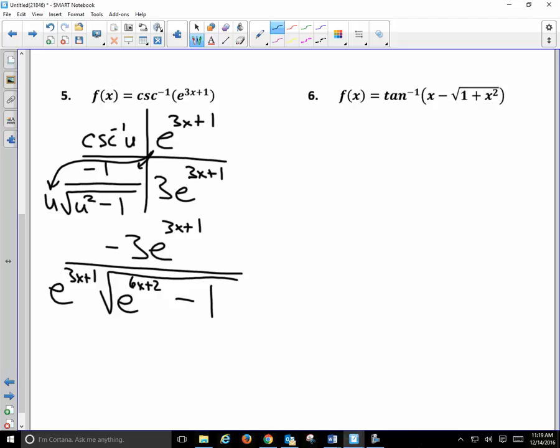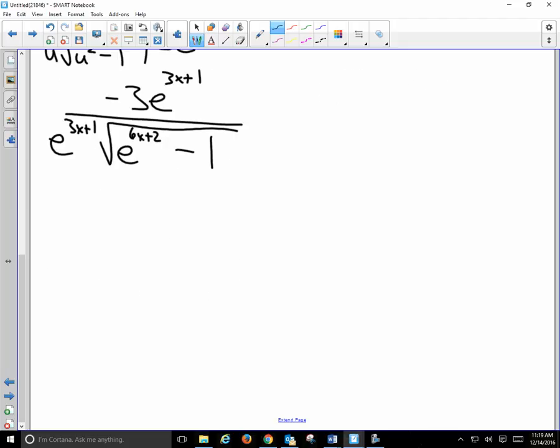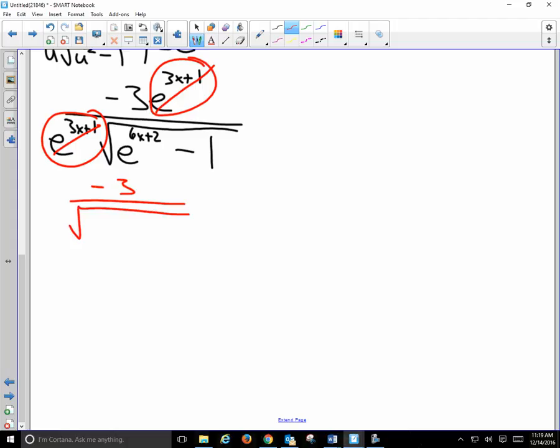Now what's nice about this problem is it does simplify a little bit. What simplifies? Yeah, e to the 3x plus 1 and e to the 3x plus 1 will divide off. And I get -3 over the root of e to the 6x plus 2 minus 1. Right. So if you were to take e to the 3x plus 1 and you were to square it, if I have a power to a power, I multiply. Everybody okay?